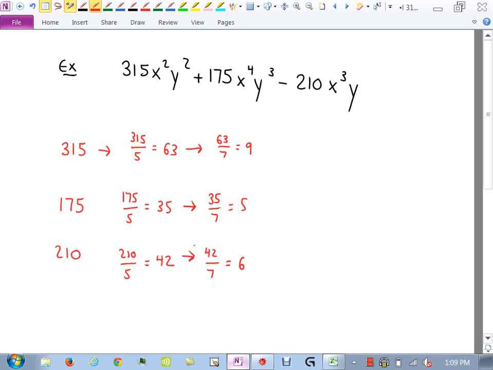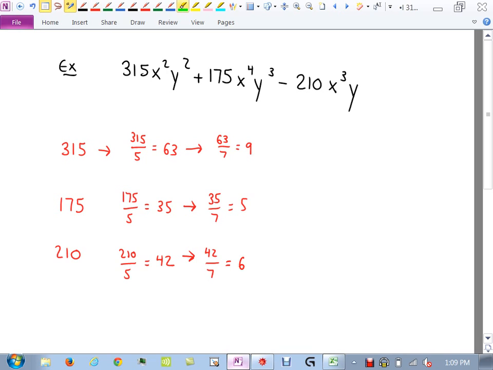You follow? And now look at the numbers that are left: 9, 5, and 6. Do those have any common factors? 3 goes into 9, 3 goes into 6, but 3 doesn't go into 5, right? So, anything? Doesn't look like it, right? So we're kind of done at this point?